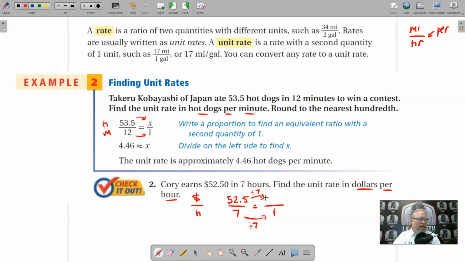So that is 7.5. This means that Corey earned $7.50 for every 1 hour. So the unit rate for dollars per hour is $7.50 per hour. Moving along, we'll look at the next page here.